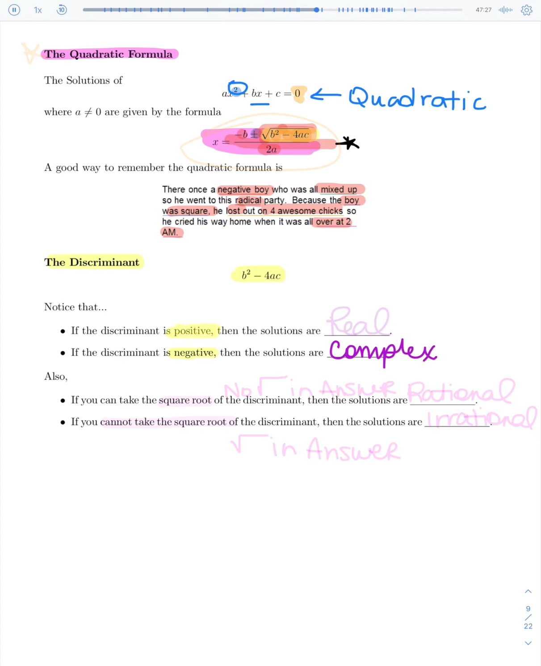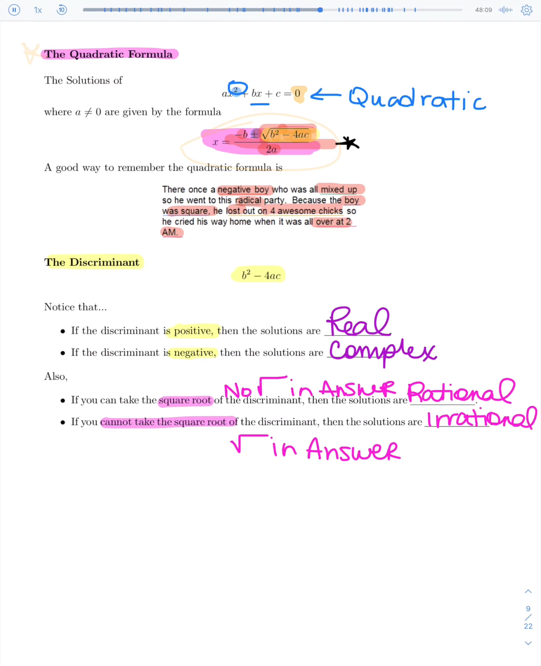When you have a positive underneath the square root, you get no i's, which means you're getting real numbers. If you get a nice clean number that you can take the square root of, then you get something that's called rational. And the reason why it's called rational is because you will have no square roots in your final answer. However, if you can't fully take the square root of something, and you end up with square roots in your final answer, instead of it being called rational, you end up with something that's called irrational.